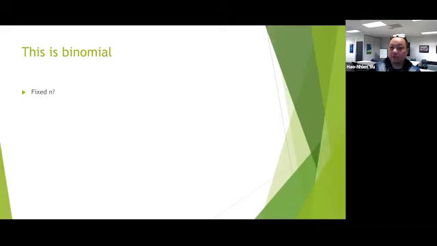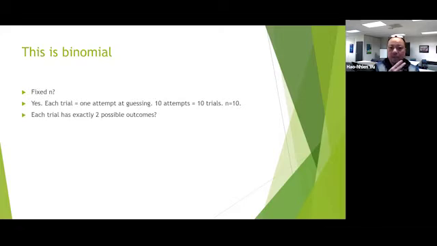First, is there a fixed number of trials? Yes, each try in this case consists of 1 attempt at guessing an answer, and we're told there are exactly 10 trials. N is fixed at 10. Second, does each try have exactly 2 possible outcomes? Yes. We asked about the probability of having 3 questions correct, so the variable of interest is correct versus not correct. We define success as correct because that makes it easy on the computation. It's consistent with the question asked.